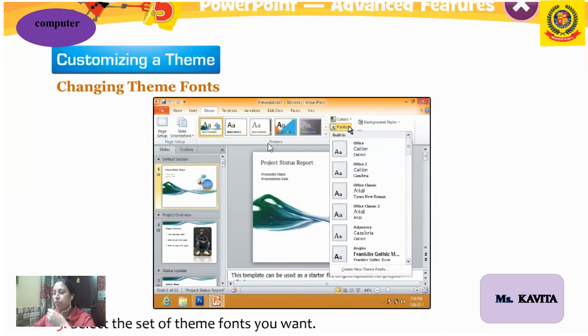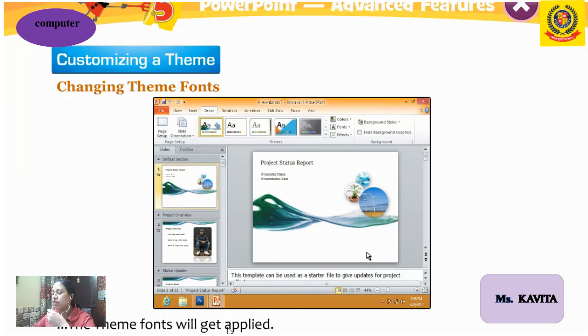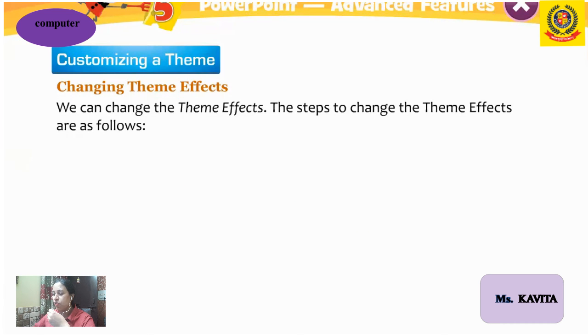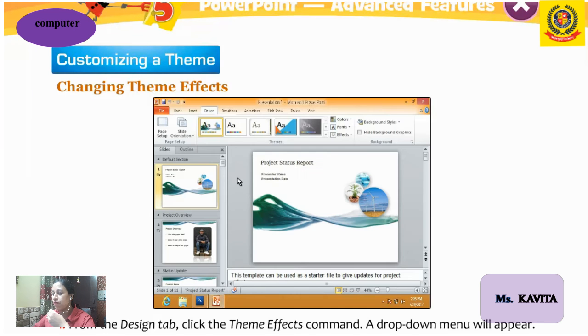From the design tab, click on the theme effects command. A drop down menu will appear. Hover the mouse over the different sets of theme effects to see a live preview. If you click on the mouse, you can see a live preview of the different types of theme effects. Different effects are there.